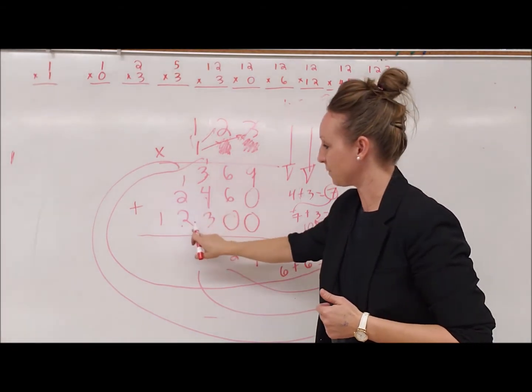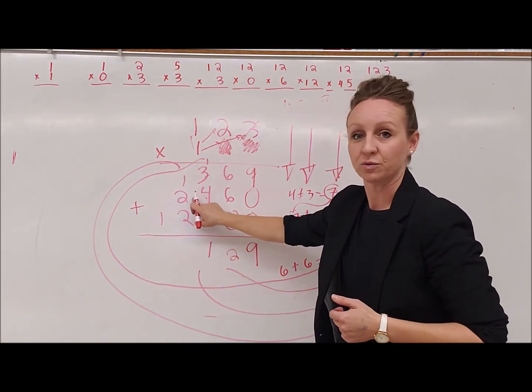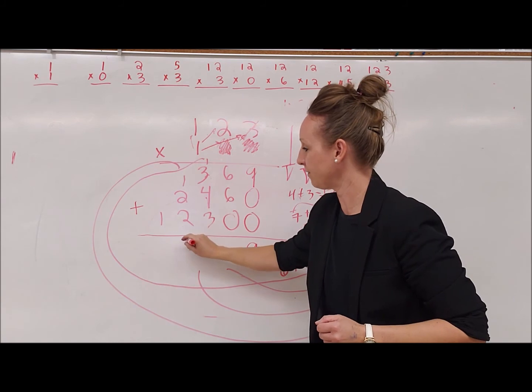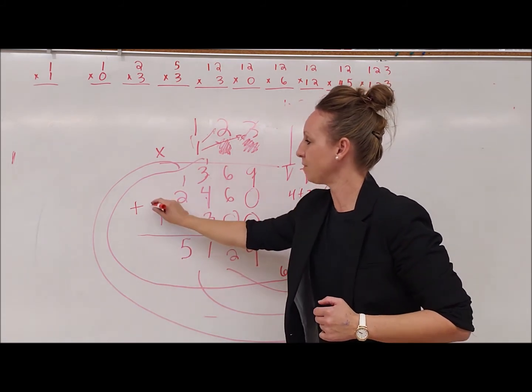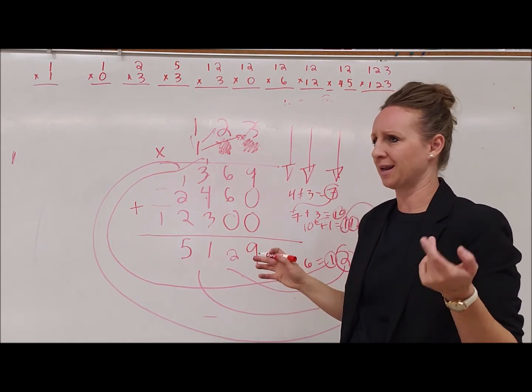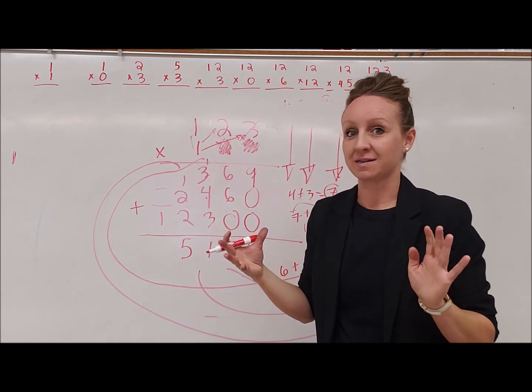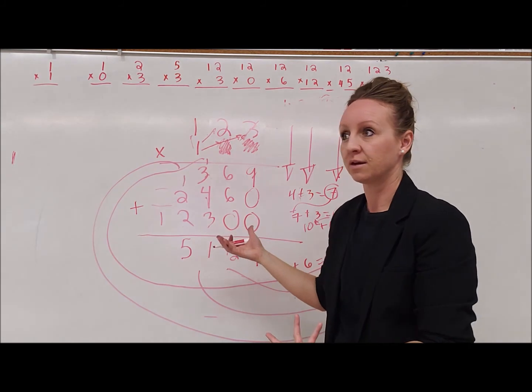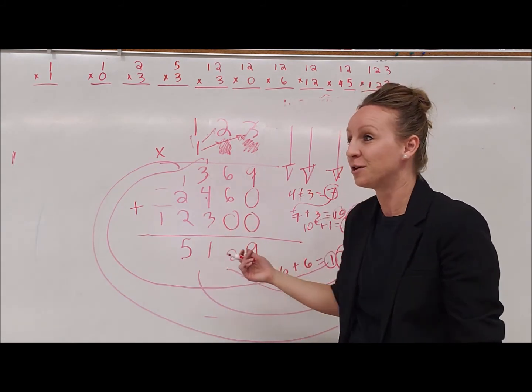Now I have to add these numbers together. So 2 plus 2 is 4, plus 1 is 5. I'm going to write my 5 here. 1 plus nothing and nothing. So some people, they look at this and they're like, no problem, I got this. 1 and nothing is 1. My mind looks at this and freaks out. I'm like, but there's nothing. I don't know what to do.